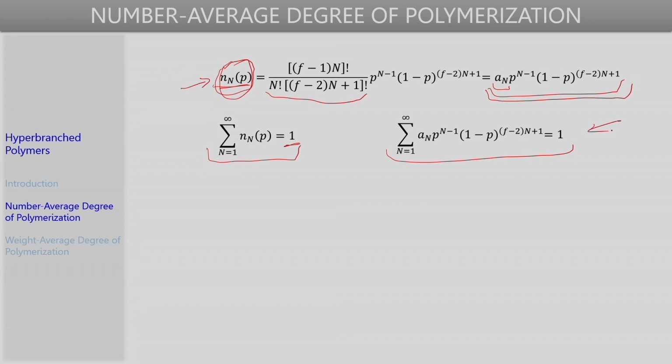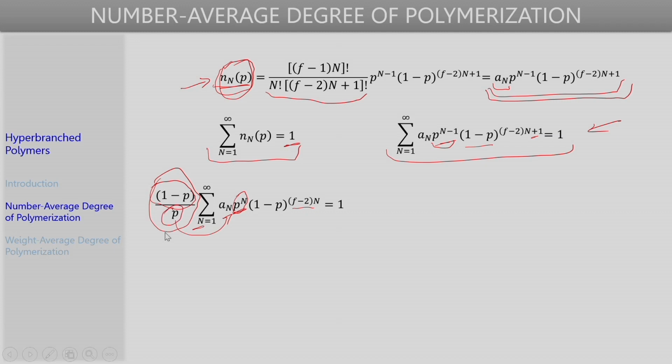Now in this summation, what we can do is take out the term (1 minus p) over p. So, we have taken out this term (1 minus p) over p. In here, this p to the power n minus 1 that we had changes to p to the power n, because if we take this p inside the summation, then this p to the power n will become p to the power n minus 1 here. Similarly, the plus 1 in the exponent of this 1 minus p has been removed here, and that 1 minus p has been taken out here. And since the summation is over n, the quantity p does not depend on the summation index n, so it can easily be taken outside. So, just by rearrangement, what we can say is that the summation of this term, which is a n times p to the power n times (1 minus p) to the power f minus 2n, from n equal to 1 to infinity, is simply given by this ratio p over (1 minus p).